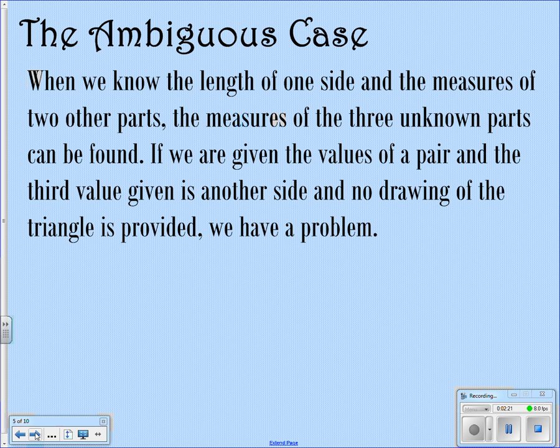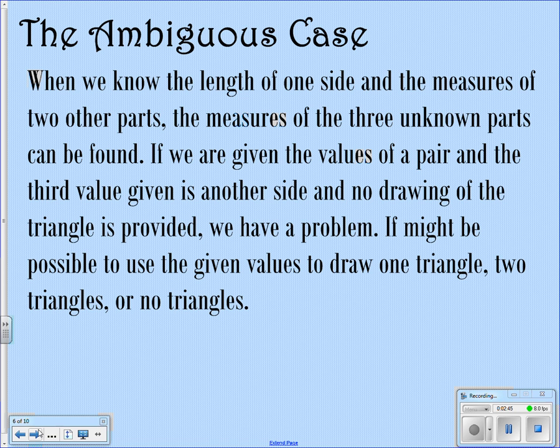If we are given the values of a pair and the third value given is another side, and we have no drawing of our triangle, we will have a problem because we don't know if we have an acute or an obtuse angle there. So if they don't tell us the picture or show it to us so that we know if we have an obtuse triangle or an acute triangle, we'll have an issue.